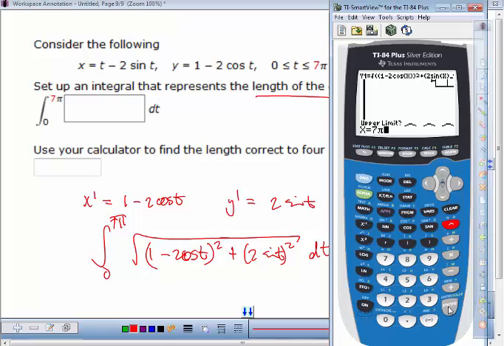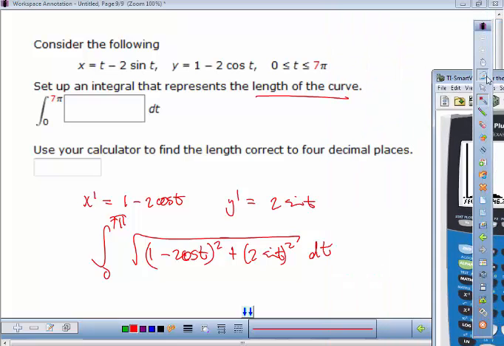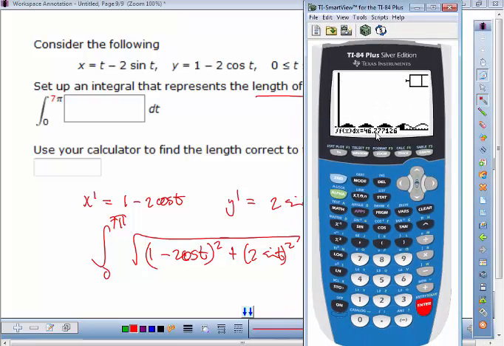I'll press enter, and it'll calculate and shade in the graph that you're looking for also. But you don't really care about the shading. All you care about is the numerical value here: 46.7771, to 4 decimal places.